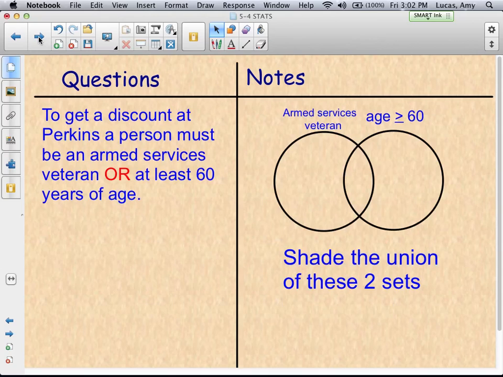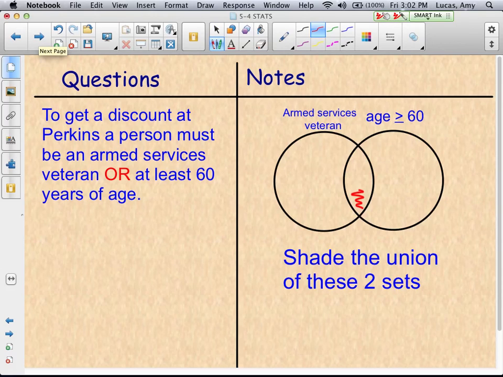This next example says to get a discount at Perkins, a person must be an armed services veteran or at least 60 years of age. So we've got these people in the middle that are both. They're veterans and they're 60 or over. They get a discount at Perkins. But we've got this other group over here. These are veterans. They're just younger than 60. They still get the discount.